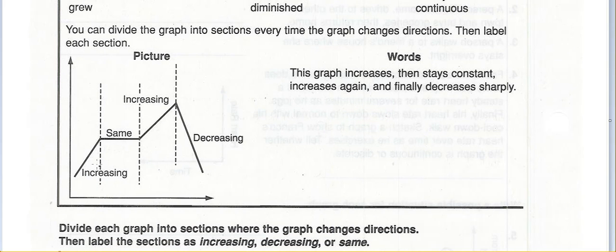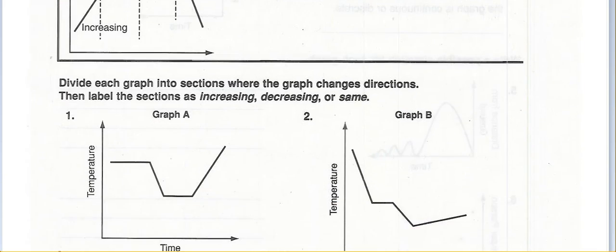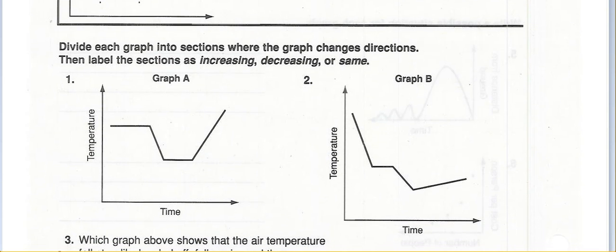We're going to divide those into sections. Notice how it's increasing, how it stays the same. This one increases and then it decreases. So let's go ahead and do that to the couple of graphs we have right here. We're going to divide each graph into sections, and then we're going to label each part. Well, I'll go ahead and divide them up into sections first.